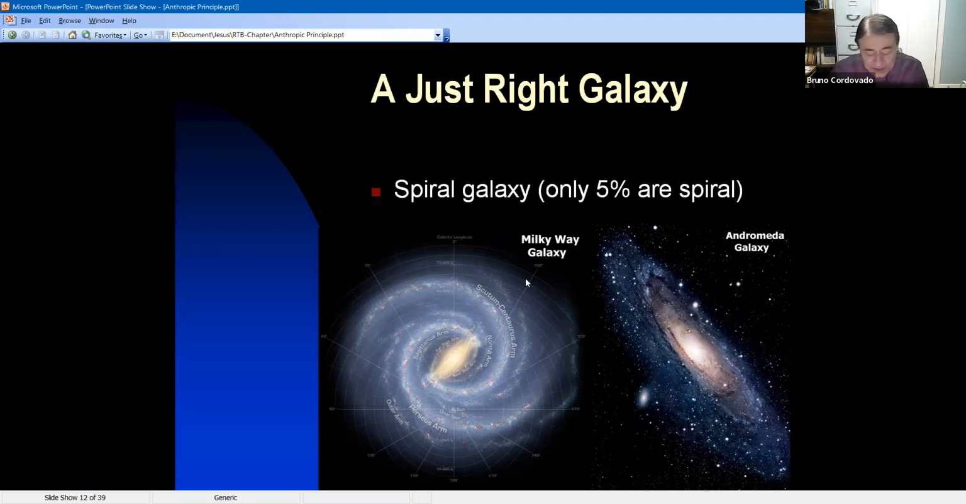If you have an elliptical galaxy, then you would not have enough stars being produced because it would stop at a certain point. There are two other types of galaxies besides spiral: one is called elliptical and one is called irregular. And if you have an irregular galaxy, then the radiation exposure would be too severe, and there wouldn't be as many heavy elements produced.